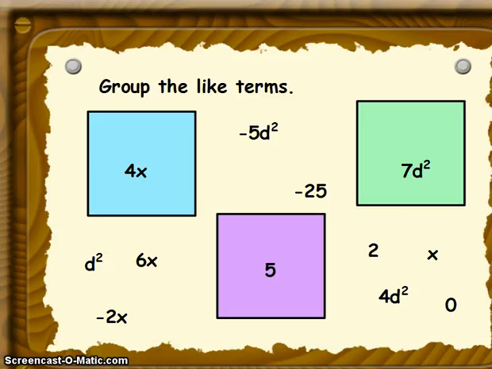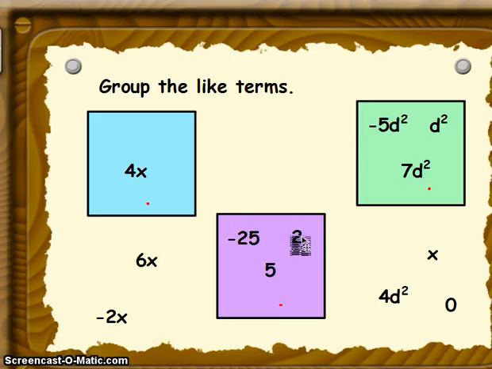Now the same thing can happen to identify like terms. Now you can see I have 3 boxes here. I have a box of just x terms, I have a box of d squared terms, and I have a box of constants. So all we're going to do is go around our board and put these together. So here we simply have a d squared. That's going to go over there. Negative 5d squared. That's going to go there. 25 has no x or d. That has no x or d.